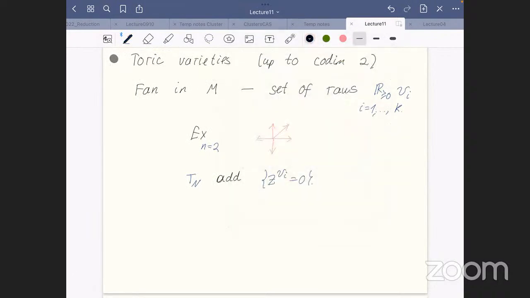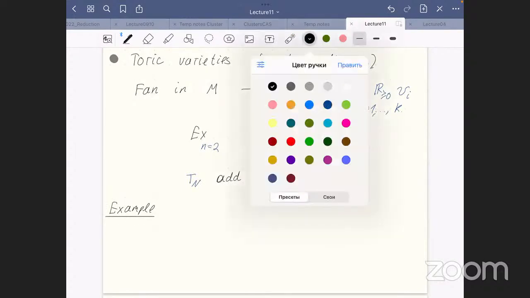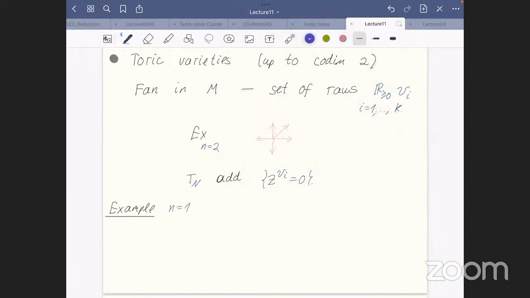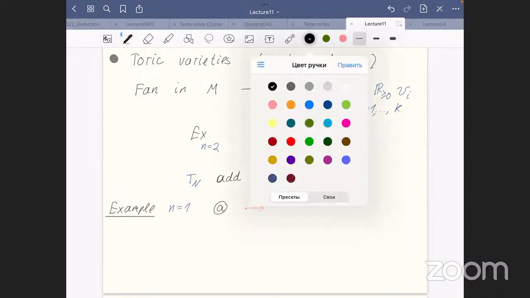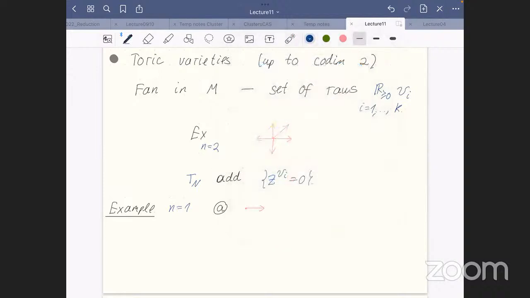So let me give an example for n equal 1, even a simple example. In this case, we can first consider the case where we have 1 arrow. In this case, we first had C star, but then we added a point where the corresponding coordinate is equal to 0. So we get C star plus a point where the corresponding coordinate is equal to 0. So this will be a fine line C.